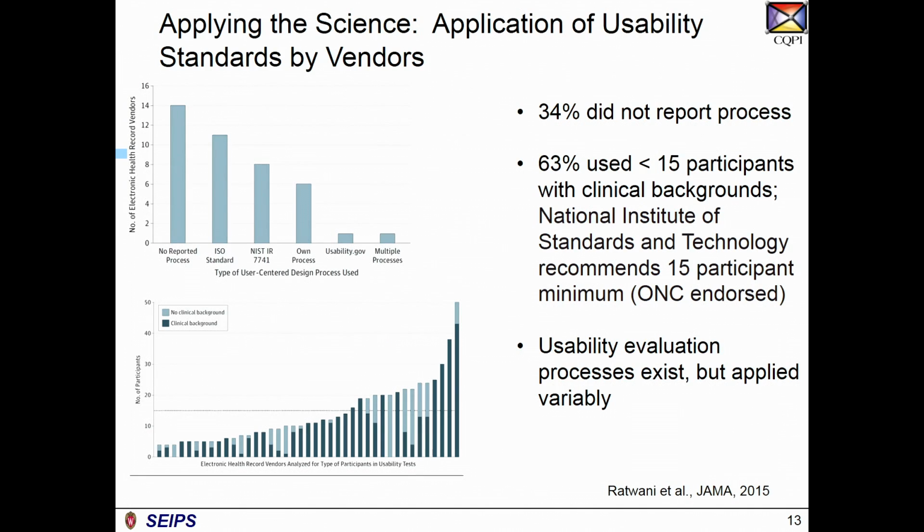Okay, so let's look a little bit at some research that's come out applying some of the science. In the upper figure, which came out in 2015, so these numbers are a little dated, we're looking at the number of vendors that reported, and there were 41 vendors that reported some type of a usability process, that they use usability.